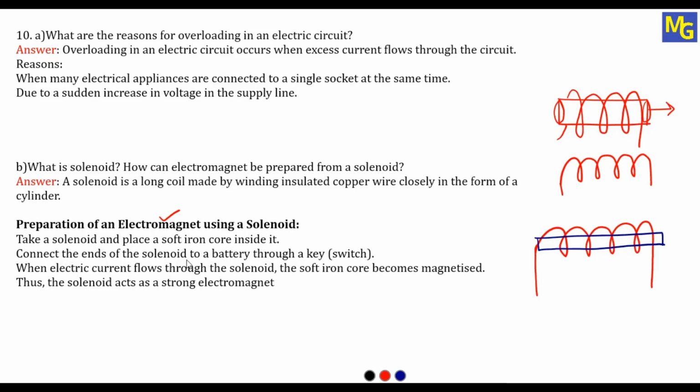Connect the ends of the solenoid to a battery through a key or a switch. So take this copper wire and connect it to a battery like this with a switch. So this is a switch. Like this we have to connect it.